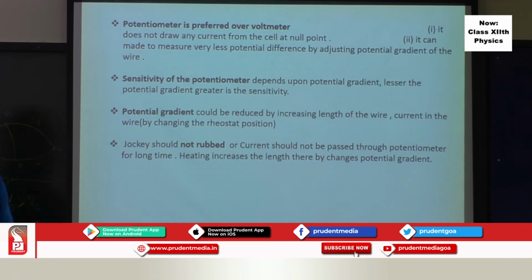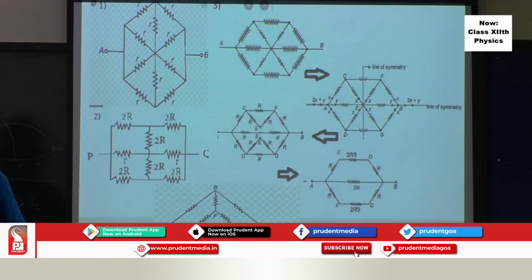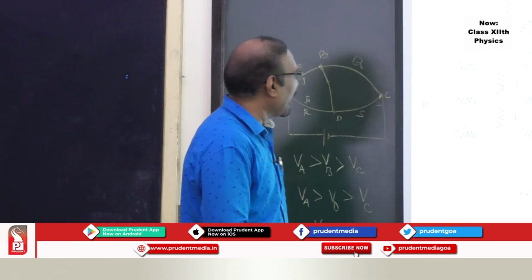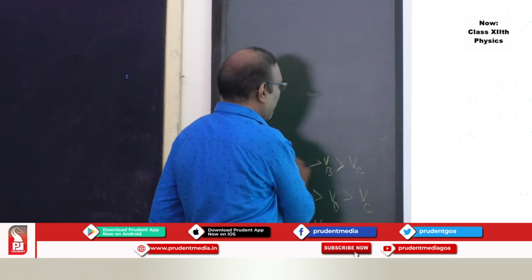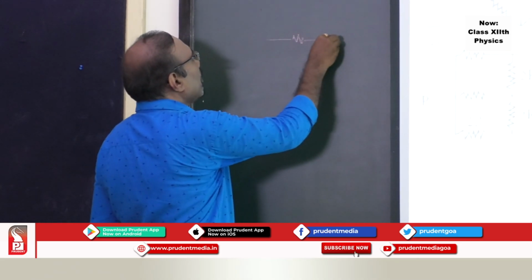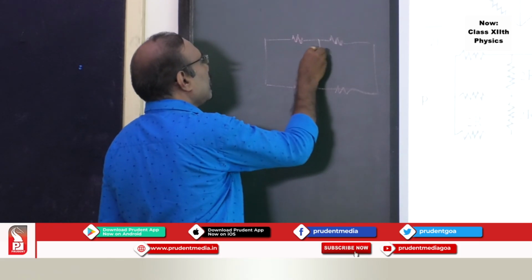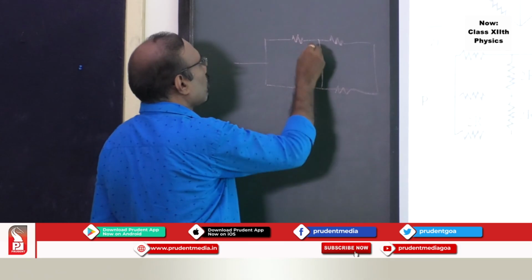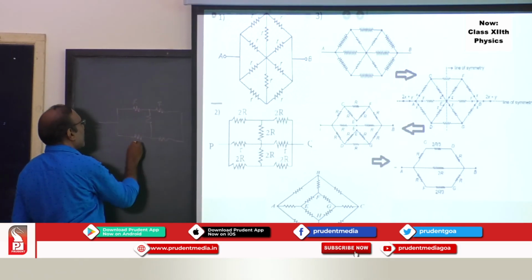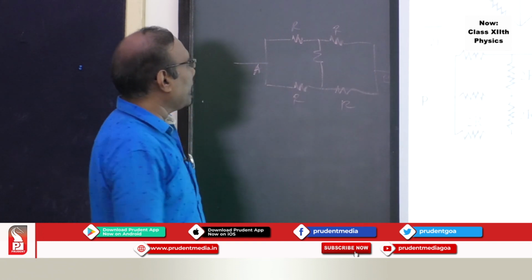When we are doing the experiment, one should not rub the jockey on the wire. Using the conditions of equipotentiality, we can solve this type of network also. This type of complicated network you can solve using a simple rule. Suppose I give you a simple example of the rules you can use to solve this network. This is R, this is R, this is R, and you are asked to find the equivalent resistance between A and B.